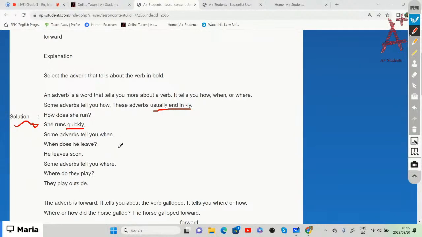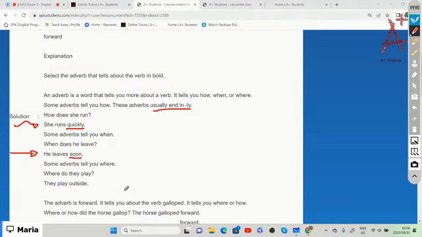Then some of the adverbs tell us when. When does he leave? He leaves soon. So remember, he leaves soon is, for example, the sentence where we have to identify the adverb. Then you need to ask yourself the question, when does he leave? And then we can say soon. So soon is our adverb that tells us when.